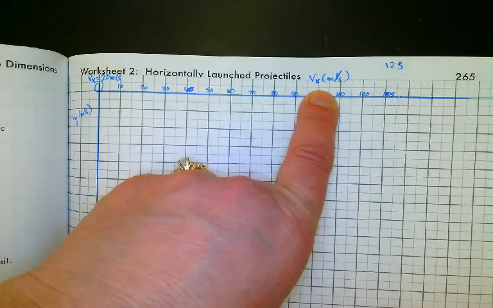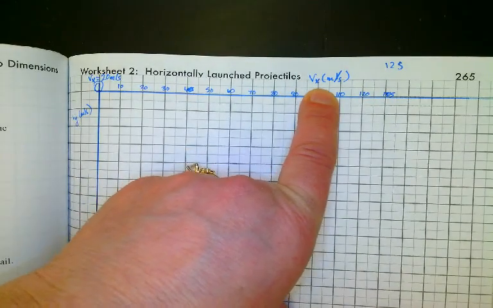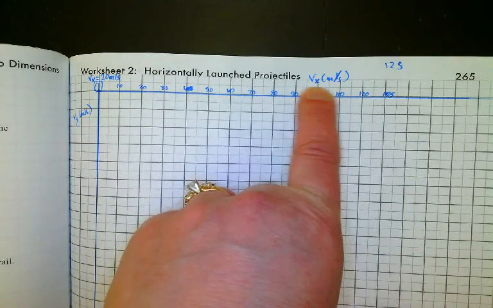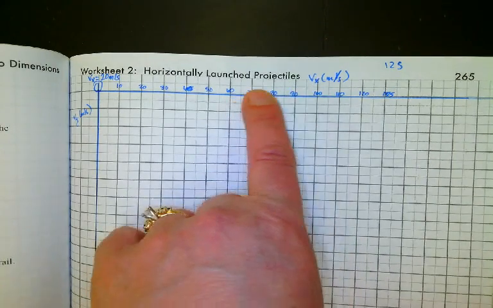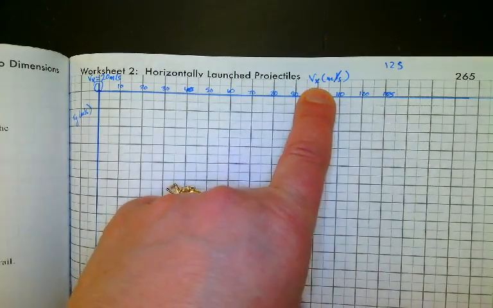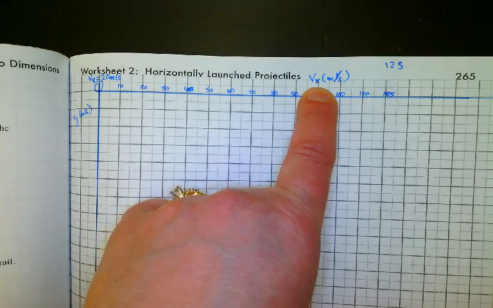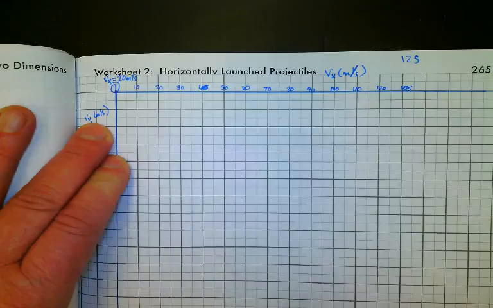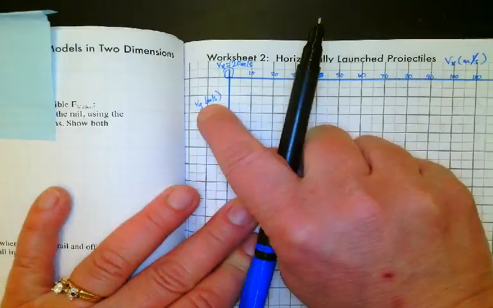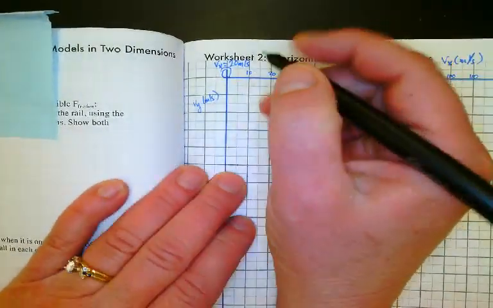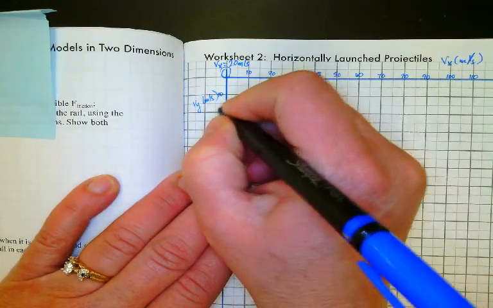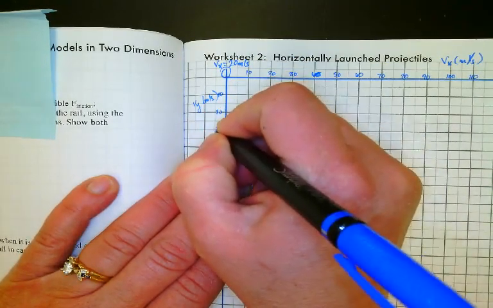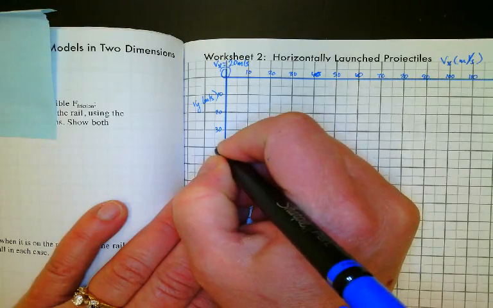This is our velocity, because if you remember, horizontally launched projectiles have two dimensions. We're going to have the velocity in the x dimension, and we're going to track that. Then we're going to have our velocity in the y dimension. So now I'm going to go down. This is the Vy in meters per second. I'm going down by 10.